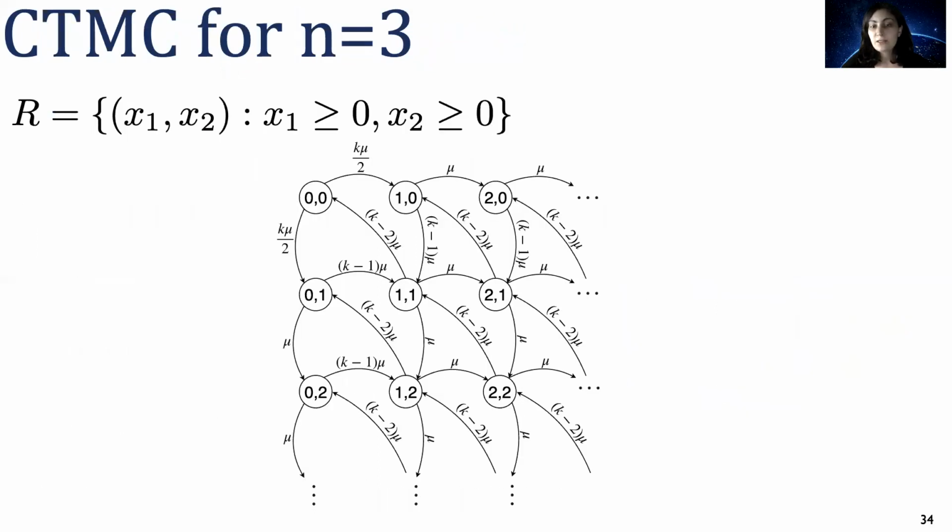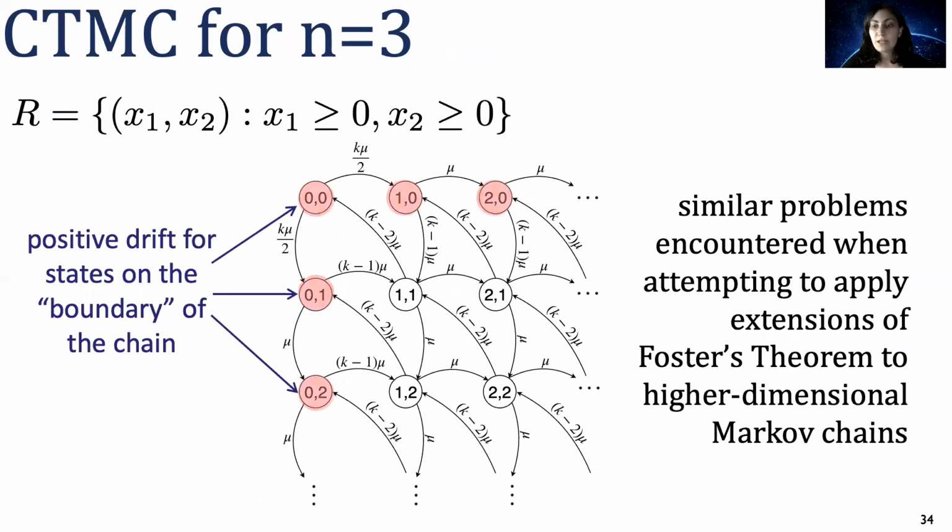This graphic represents the continuous time Markov chain for the case n equals 3. Our state space consists of 2-dimensional non-negative vectors. From the transition diagram, we can see that there are an infinite number of states on the boundary of the chain, for which the uniformized chain would have positive drift regardless of the choice of Lyapunov function.